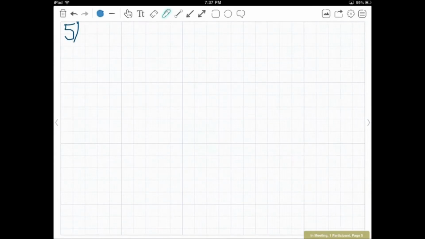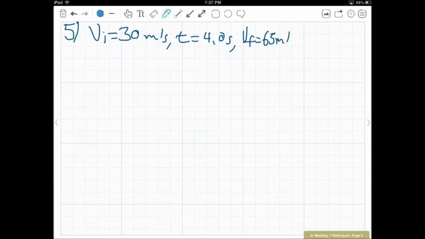Number 5 says the velocity of a car increases from 30 meters per second. So I know that's going to be VI, at 4.0 seconds. It's going to be a time, to 65 meters per second. That's VF, at 6 seconds. And it asks, what is the car's average acceleration? This is actually straight off of your homework.